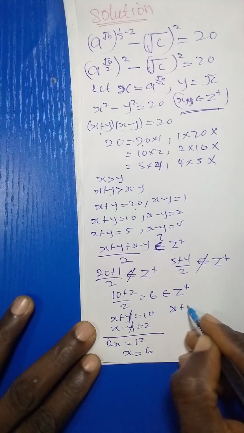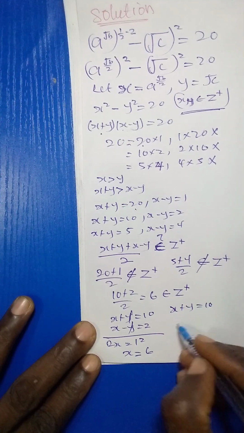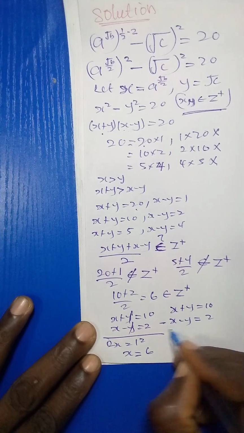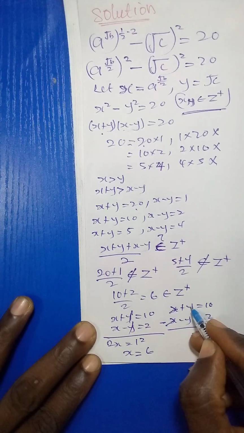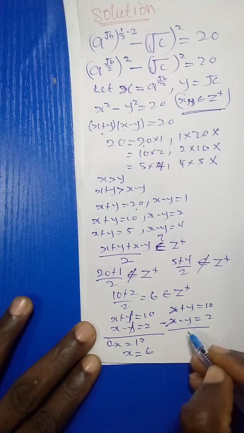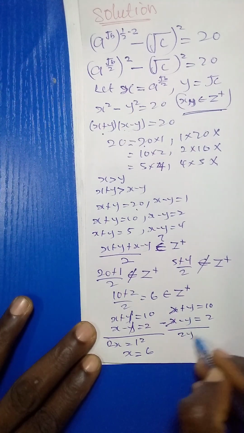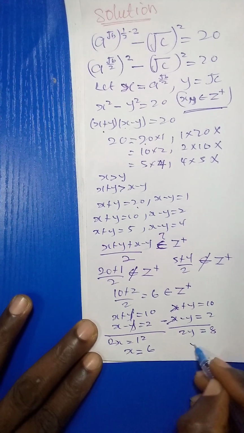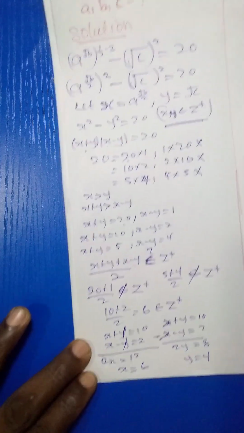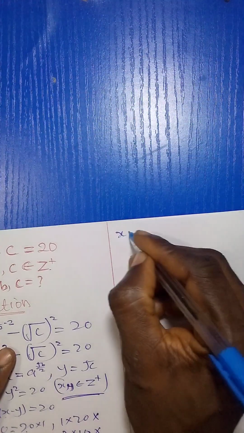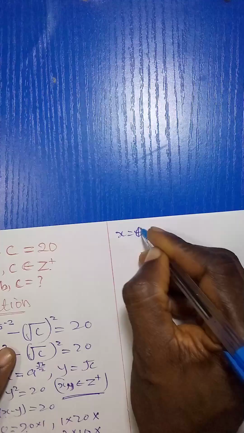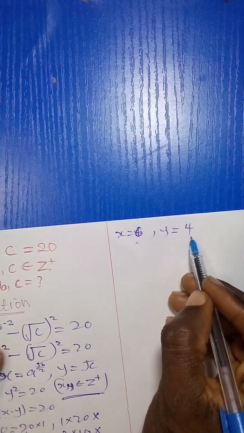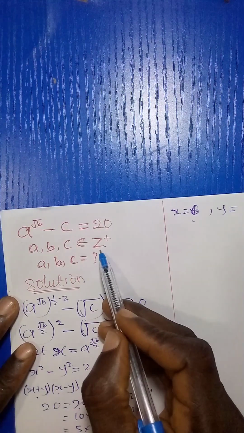If we also subtract x plus y equals 10 from x minus y is equal to 2, this and this will cancel out. Y minus y will give us y plus y, which is 2y, and it is equal to 10 minus 2, is 8, and so y is equal to 4. So what we have is x is equal to 6, and y is equal to 4. Now we see that they are also members of the set of positive integers.